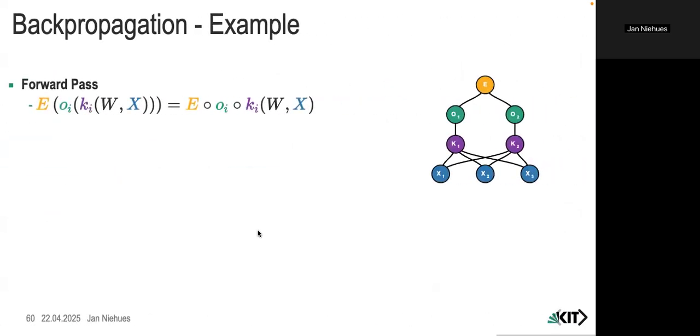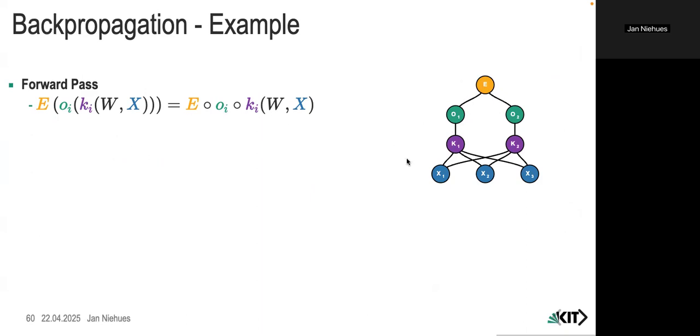So let's again have a look at a very, very simple neural network. We have three inputs, for example, that's in blue our X. They are multiplied with our weight matrix. Then we get to our K, which is our hidden state. Then we apply an activation function to that, which results in the output O. And based on the output O, we calculate our error, using our error function.